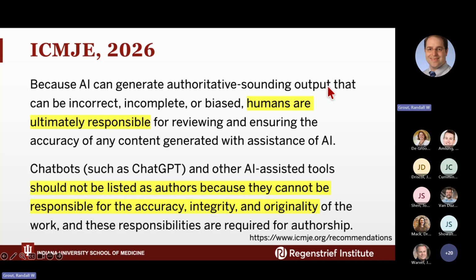Chatbots, such as ChatGPT and other AI-assisted tools, should not be listed as authors because they cannot be responsible for the accuracy, integrity, and originality of the work. And those are responsibilities that are required for authorship. Whenever I do cite things, and many things will be cited verbatim, I do have the links down at the bottom for attribution. So in here, plainly stating, chatbots and AI-assisted tools are not authors. They cannot meet the authorship requirement to be responsible for accuracy, integrity, and originality of the work.